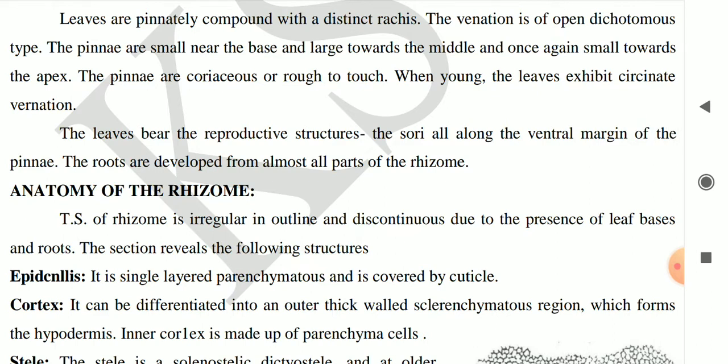When these leaves are in young condition, they exhibit a phenomenon called circinate vernation, which is nothing but the complete coiling of the young leaf. Usually below the leaf surface you will find the reproductive structures.